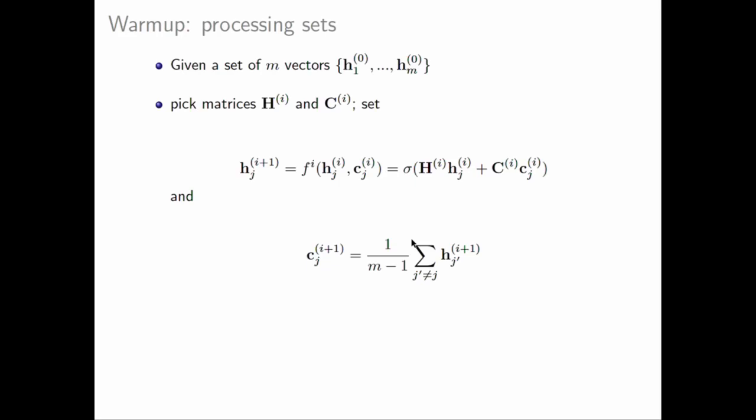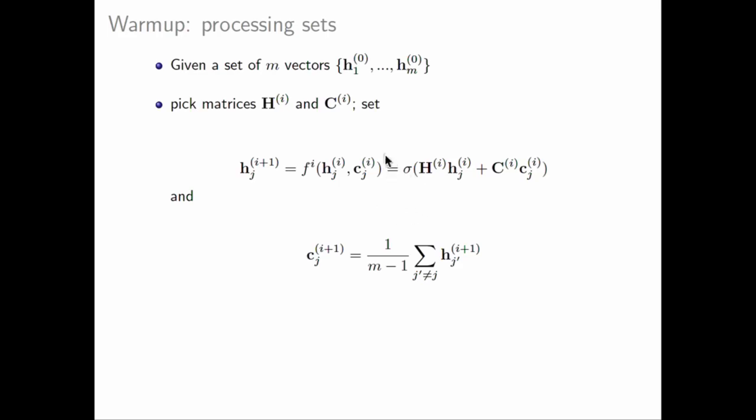So how can we process a set like this? Well, we apply some nonlinear function of the H matrix applying to yourself, and the C matrix applying to everybody else. Now, what is everybody else? Everybody else is the mean of everybody that's not you. Again, we know a mean is permutation invariant, and we know a mean is scale-free. So that's great. You do something to yourself, and you do something to everybody else. And because you just work on these two classes, you're permutation invariant and scale-free.